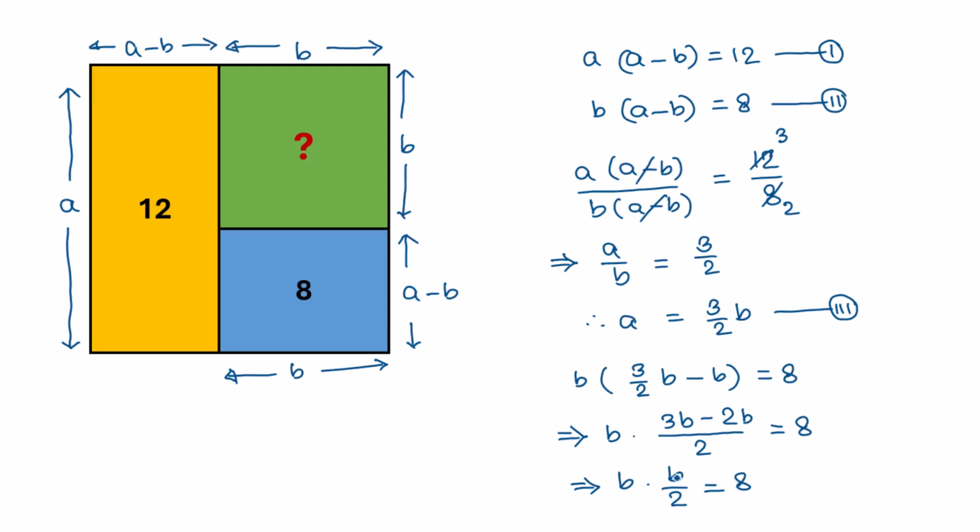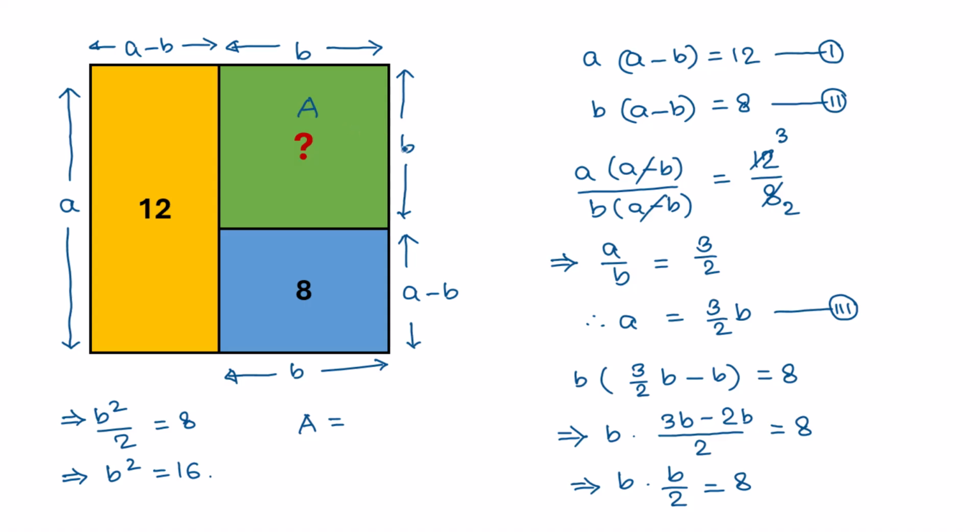Now this B times B will be B square over 2 is equal to 8. Now multiplying both sides by 2, we'll get the value of B square is equal to 2 times 8, this is 16.